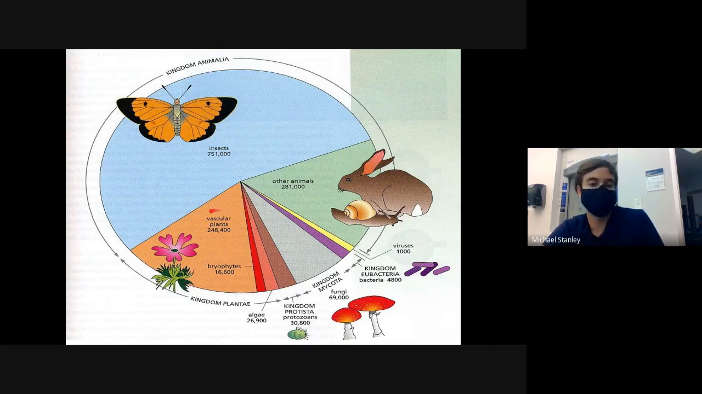We also have vascular plants, things like trees and flowers and shrubs and ferns that are about 250,000. And all non-insect animals, from snails to crabs and lobsters to fish and jellyfish to mammals and reptiles and birds, they all make up about 280,000 of the species that we've studied so far. And then we have a couple thousand different types of bryophytes, which is things like moss, 20,000 different algae, 30,000 protists, about 70,000 fungi, and about 4,800 bacteria.